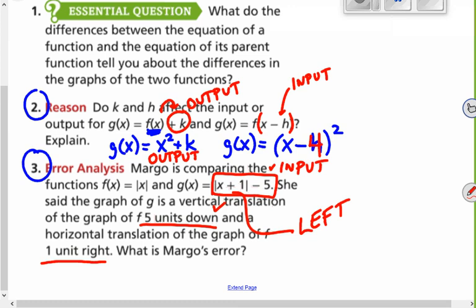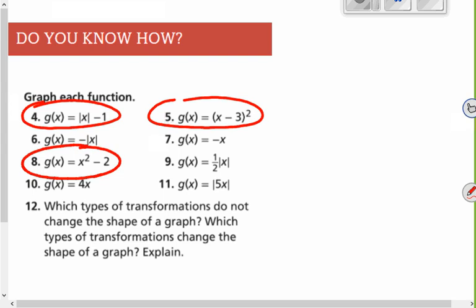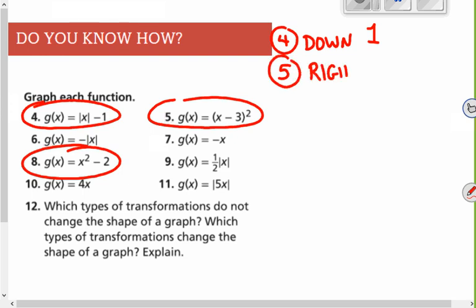Moving on to the next set, you had to do 4, 5, and 8. All you had to do is tell me which way they went and how far. Number 4, the minus 1 makes it slide down 1. Number 5, with the minus 3, it makes it go right 3. Number 8, it has an x squared minus 2. That parabola would slide down 2. Everything else there, 6, 7, 9, 10, and 11, deal with reflections and dilation.